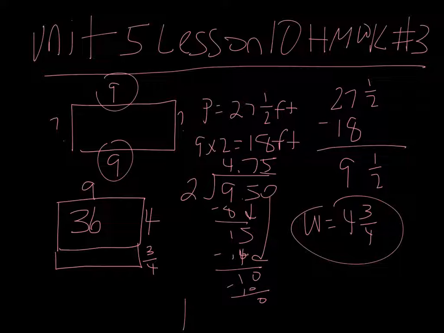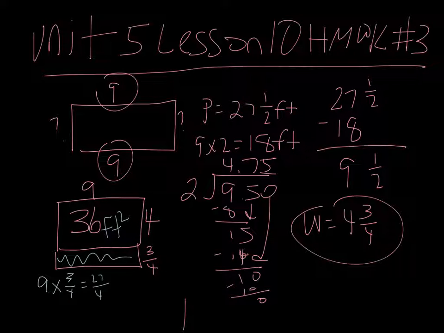Okay, so now that I've figured out the area of this part of the rectangle, now I got to figure out the area of this part of the rectangle. And since I still do length times width, to figure out that I just do 9 times 3/4. And if you do top times top and bottom times bottom, that's 27/4, which when we change to a mixed number is 6 3/4. So now I have this area and I have this area to add together to get my total area of the decomposed rectangle.